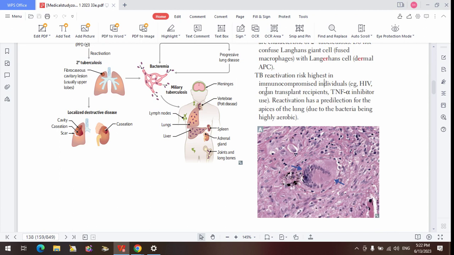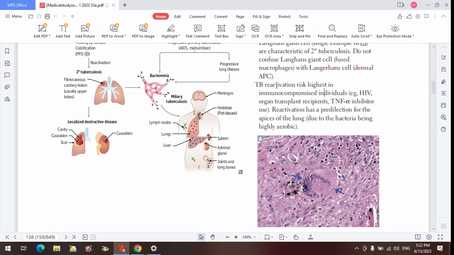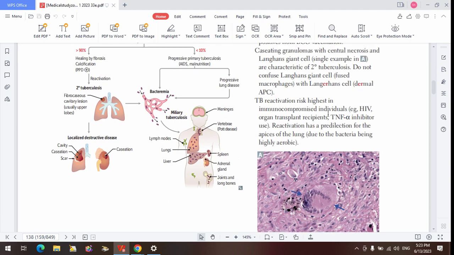So, TB reactivation. People that can have TB reactivation are people that have HIV, people that received organ transplant, people that use TNF alpha inhibitors. We've talked about this TNF alpha inhibitor thing before. Before you can give somebody infliximab or anything that suppresses TNF alpha, etanercept, and all those things, you have to rule out tuberculosis, because you know that TNF alpha is responsible for forming those Langhans giant cells that can help to form the granuloma.